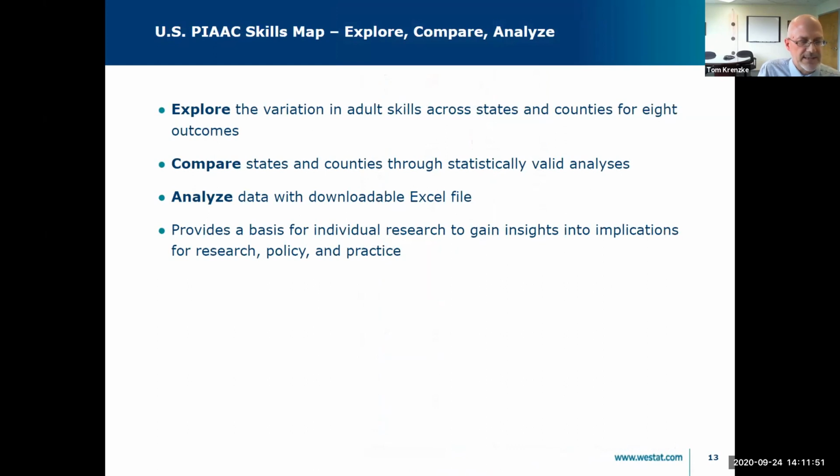With the US PIAAC Skills Map, you can explore the variation in adult skills across states and counties for 8 outcomes. You can compare states and counties through statistically valid analyses. You can analyze data with downloadable Excel file data, which provide proficiency estimates in literacy and numeracy. It provides data from ACS on area characteristics, and also the ability to link adult skills data with other available data sources. And lastly, the skills map provides the basis for your own individual research and reports to gain insights into implications for research, policy, and practice.